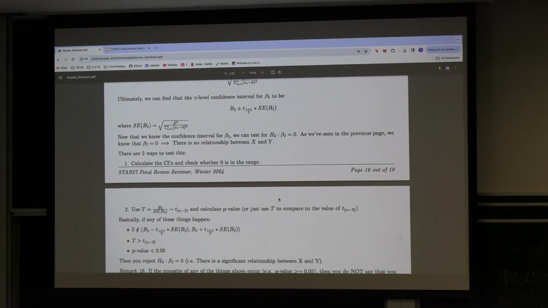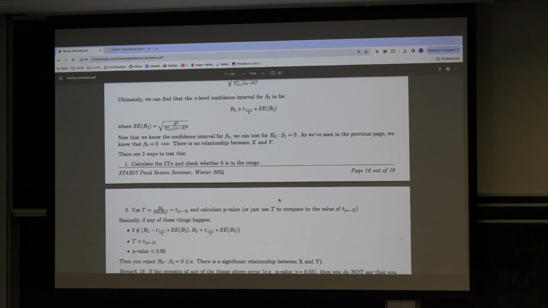So now that we know how to calculate the confidence interval, we would conduct some hypothesis testing to see whether beta 2 equals 0. Can someone tell me what it means if beta 2 equals 0? No linear relationship. Yeah, correct. If beta 2 equals 0, then there's no relationship between x and y.